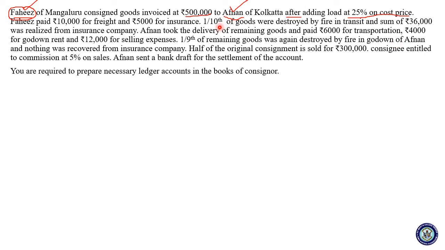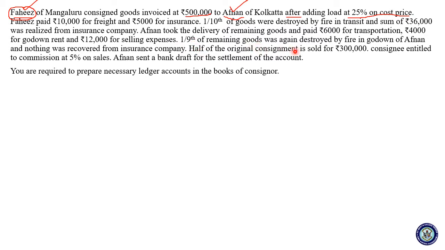In the first case, it is in transit. Transit means Afnan didn't receive the goods, right? So the consignor has to bear the loss. But this 1/9 loss is incurred after Afnan received the goods. So both persons have to bear the loss. Nothing was recovered on this 1/9.